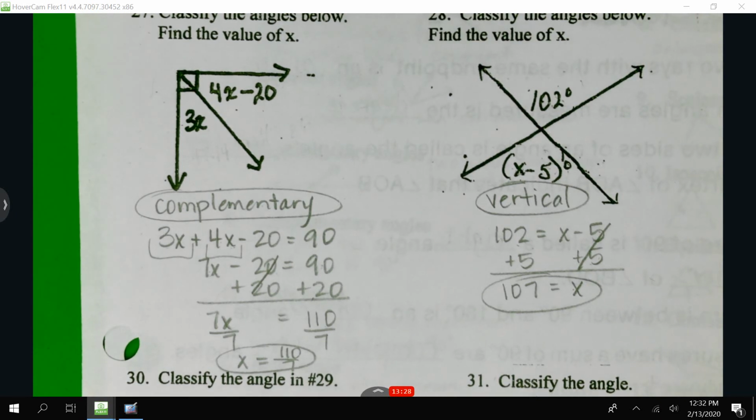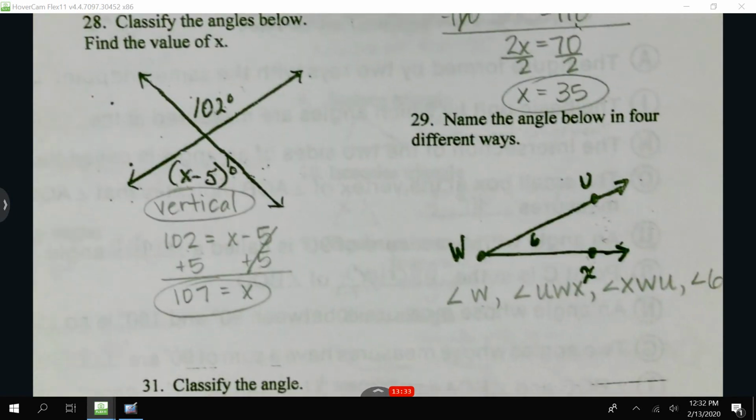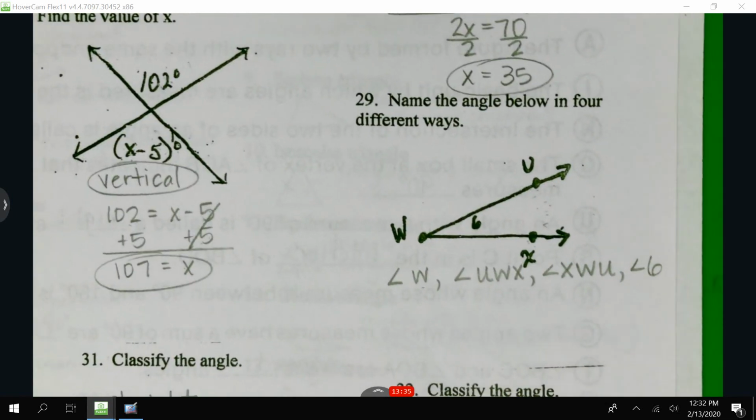Questions? Okay, number 29, you're naming the angle in 4 different ways. You will have to do this on your test, so you need to know all 4 ways. Izzy?